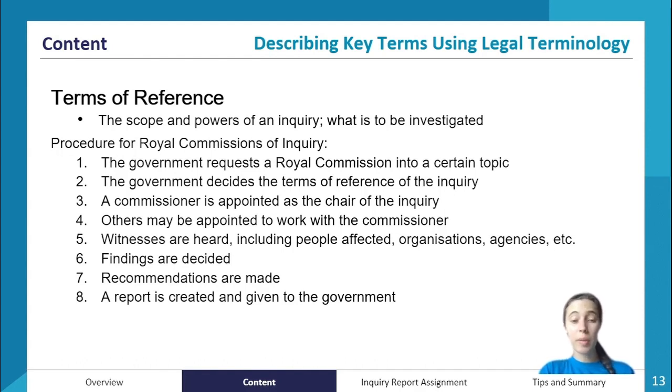Others can be appointed to work with the commissioner. Then you've got a whole bunch of evidence gathering, so witnesses are heard, and then the findings are decided, recommendations are made, and the report is created and given to the government. So it's very early on in the piece that those terms of reference are laid out, because that informs the rest of the process. Because it's determining what the scope and the powers of the inquiry are, it's going to determine what kind of evidence they want to gather, what kind of people they may approach to try and get some evidence, and also the kind of commissioners or the kind of people that they get involved in the process, depending on the sort of topic that they have chosen as their inquiry topic.